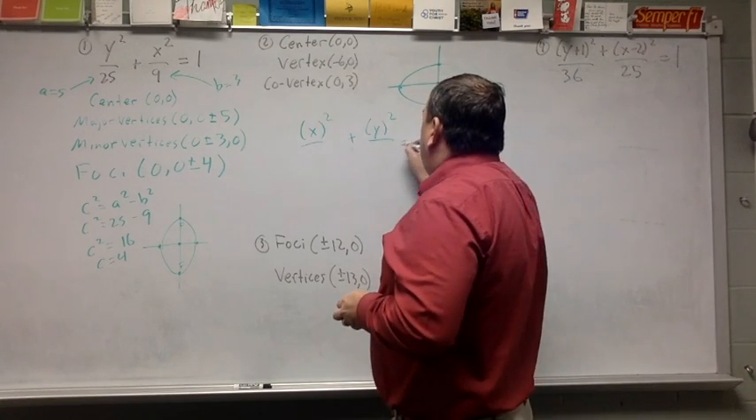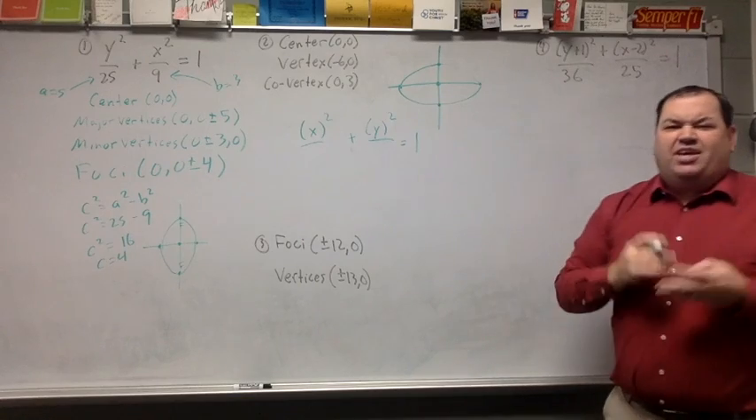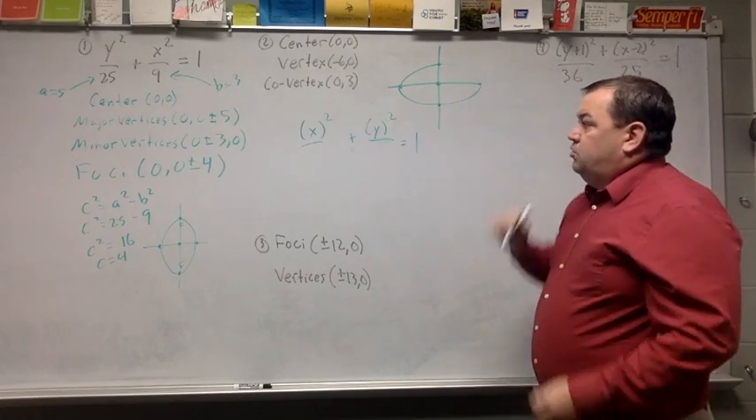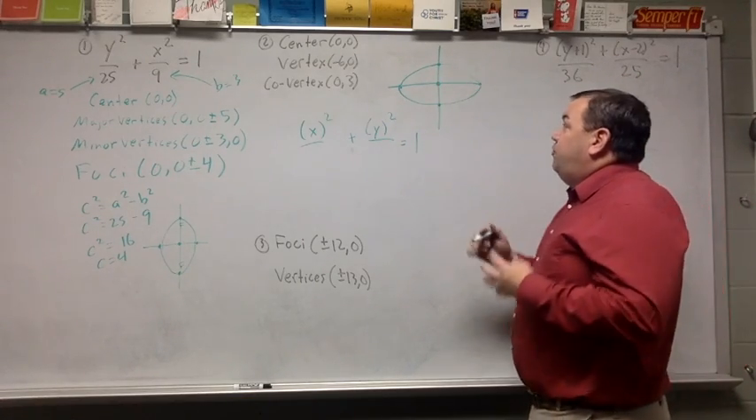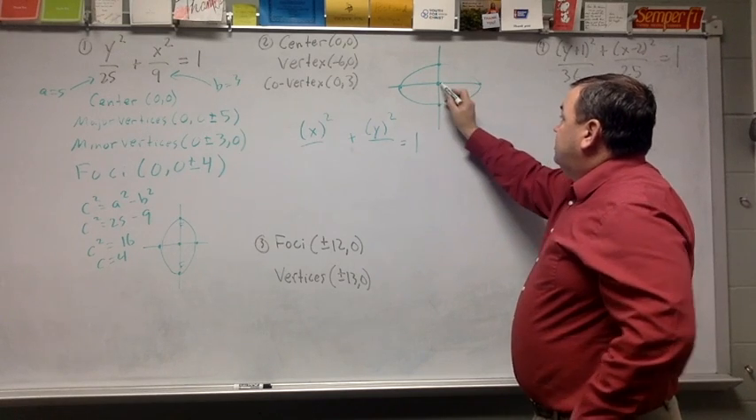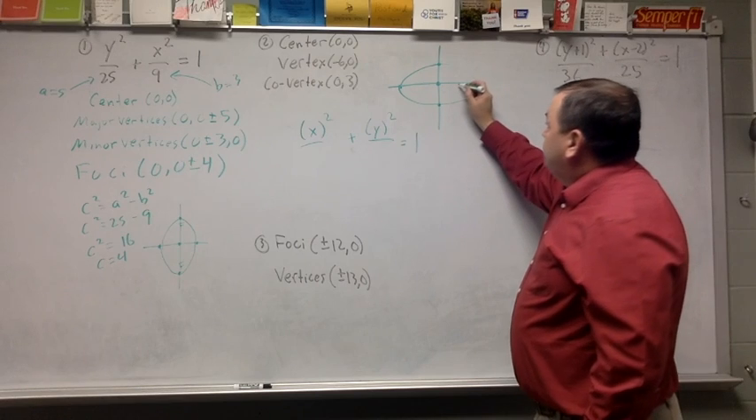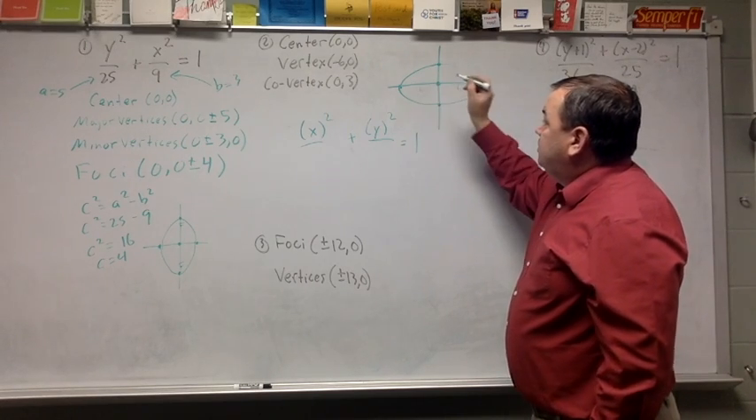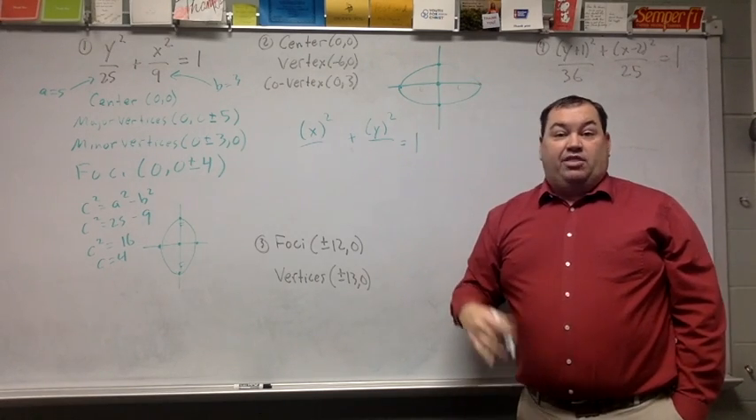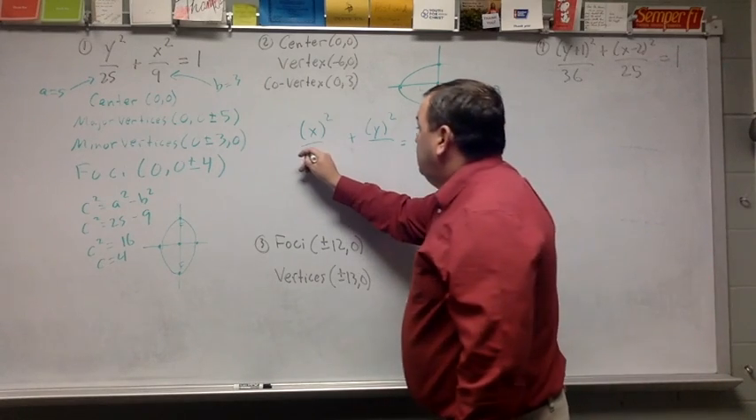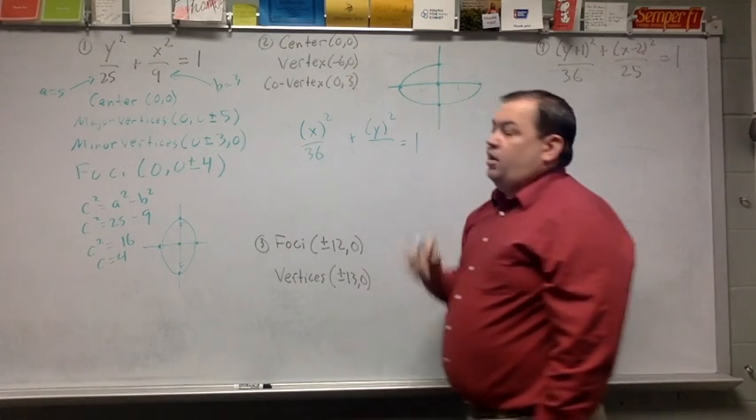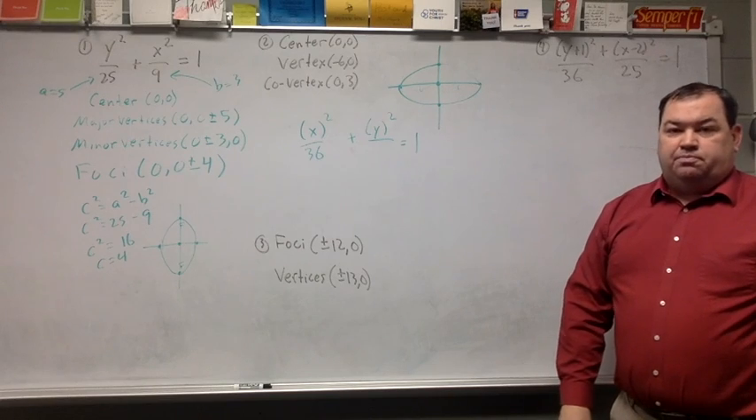Now, I didn't put anything in my parentheses because it's centered at 0, 0. But I need to figure out what this distance is. I went negative 6 and positive 6, so that's a distance of 6. That's my A, my major vertex. But I have to square that when I put it into my equation.